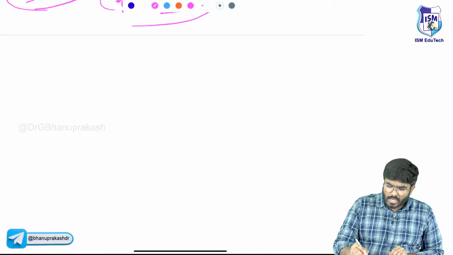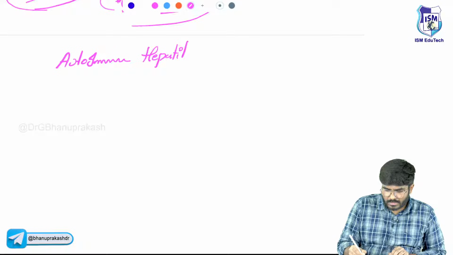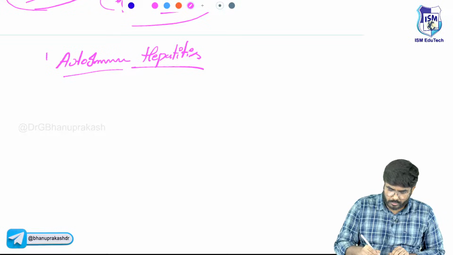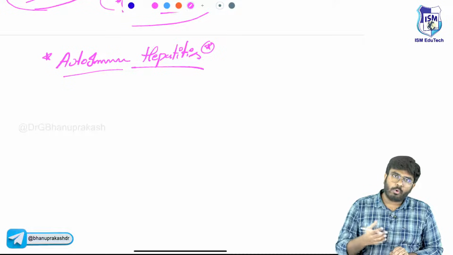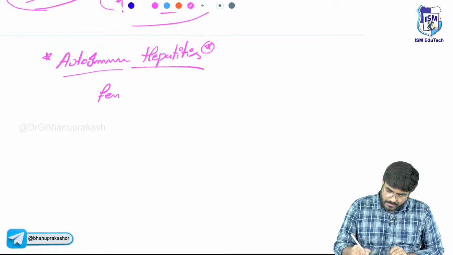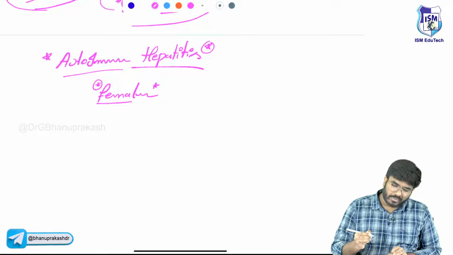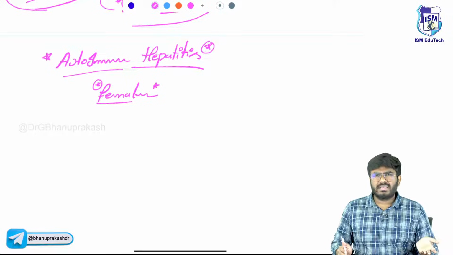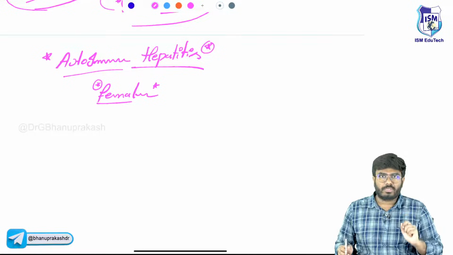Now, autoimmune hepatitis. In the name itself, it is autoimmune. Our own immune system is attacking the liver. It is usually seen in females, because autoimmune diseases are usually more common in females. How to make the diagnosis of autoimmune hepatitis? If there is hepatitis, ALT levels will increase, and jaundice, nausea, vomiting and right upper quadrant pain are all going to be very common.